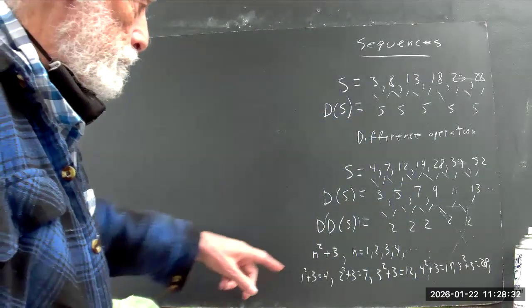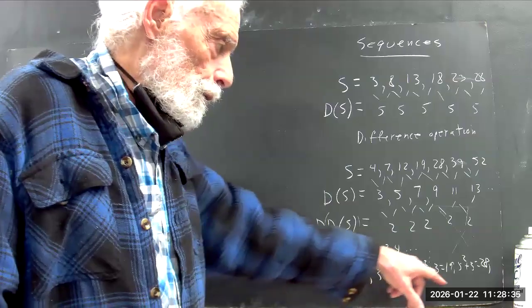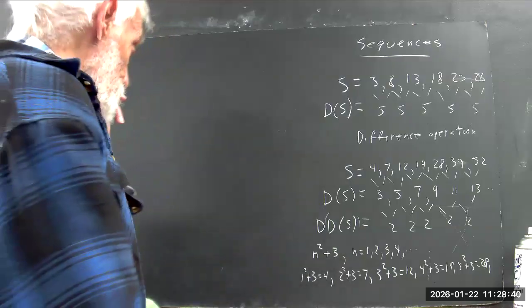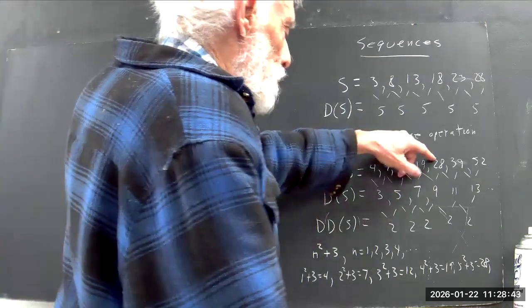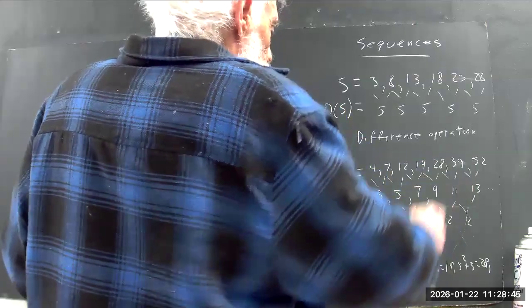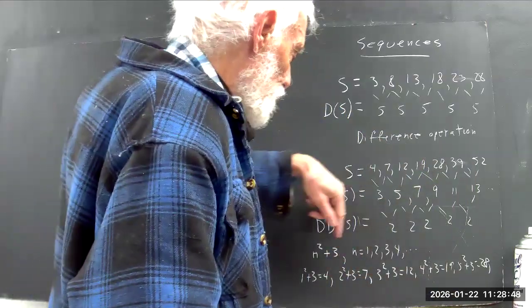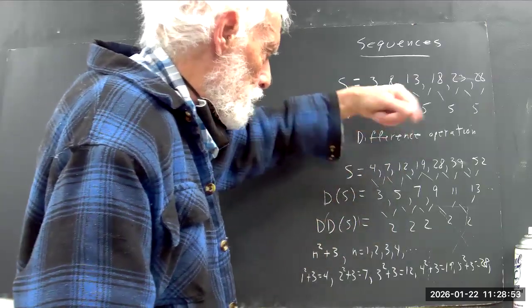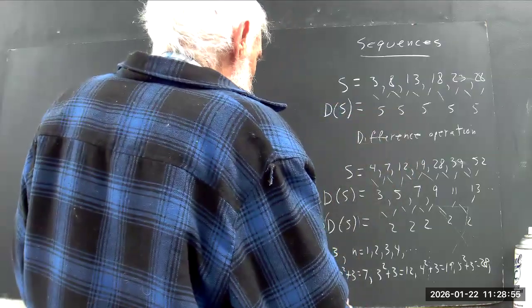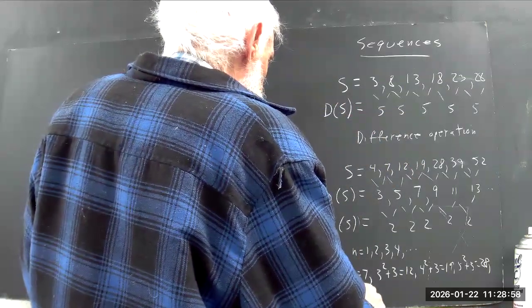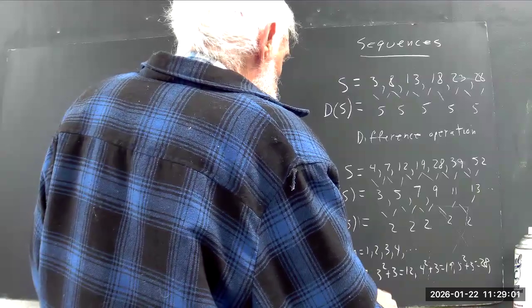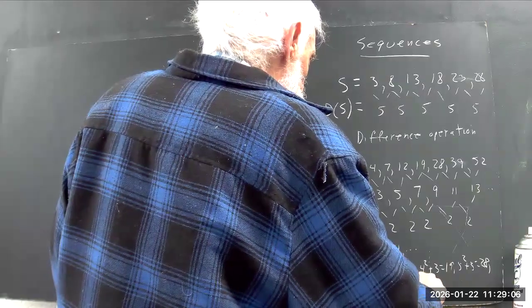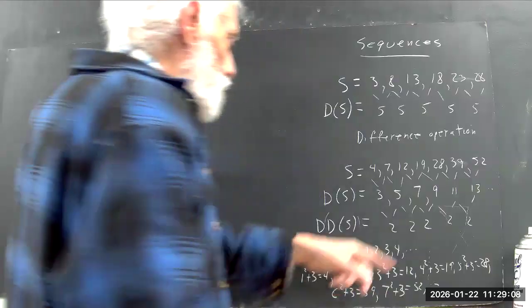So I've just written them down. 1 squared plus 3, 2 squared plus 3, and so forth. Make sure you understand how those are calculated. And then, since I went past 28, my next number should be, okay, 28 was for n equals 5. 5 squared plus 3 is 28. The next number should be 6 squared plus 3, and that comes out 39. And then 7 squared plus 3 equals 52. And we could go on.